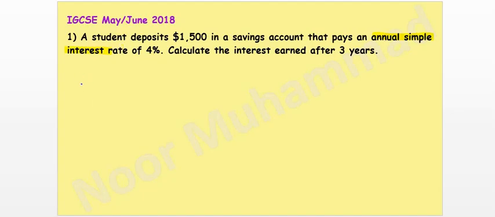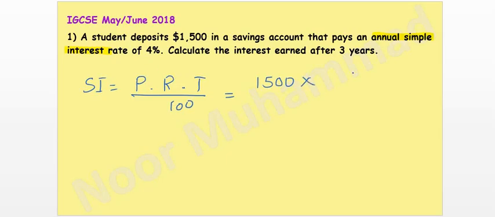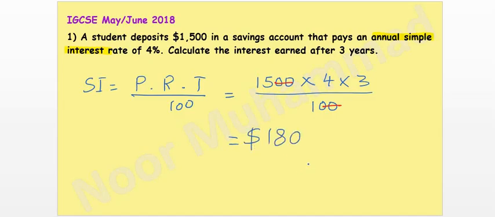So what can you do? You can write the formula. So for the simple interest, we write P times R times T divided by 100. So it will become, what is the principal amount? P is for the principal amount, it's 1,500. What is the rate? The rate is 4%. Times it by the time, which is 3 years, and all will be divided by 100. And now we can cancel these two zeros with these two zeros. So the final answer will be, let me write it over here, $180. So this is the amount of the simple interest.